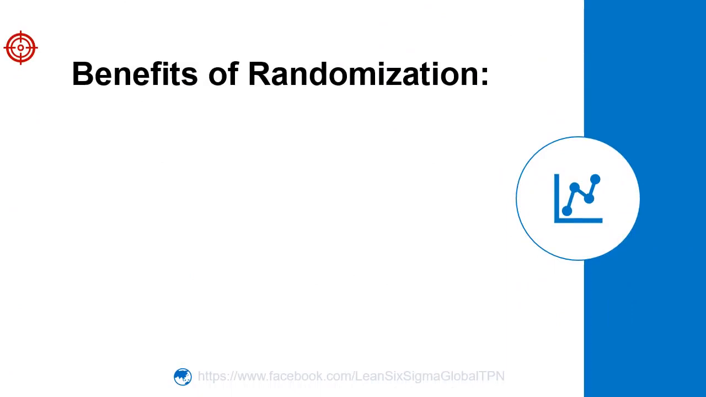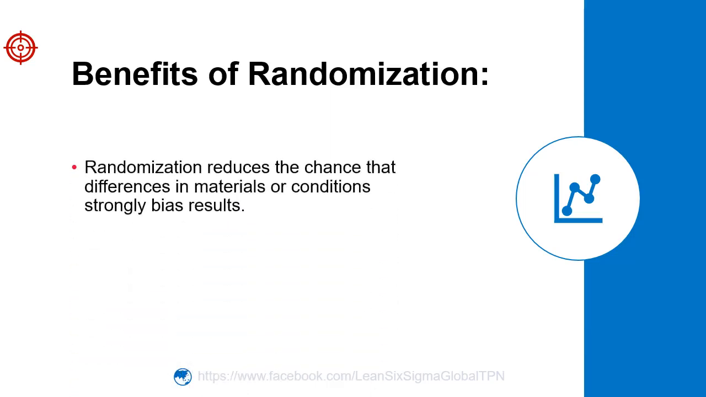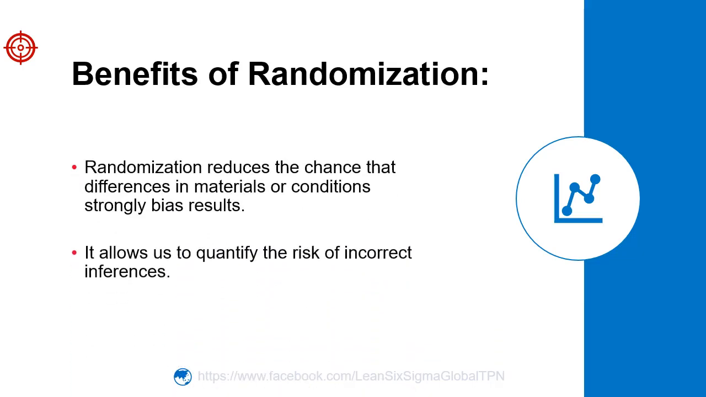Randomization has two benefits that allow the engineers to make valid statistical inferences based on the data from the experiment. It reduces the chance that differences in materials or conditions strongly favor one formula over the other, and it allows us to estimate the variation inherent in the experimental conditions so we can quantify the risk associated with the inferences. In other words, randomization lets us treat the data for the two formulas as random samples.